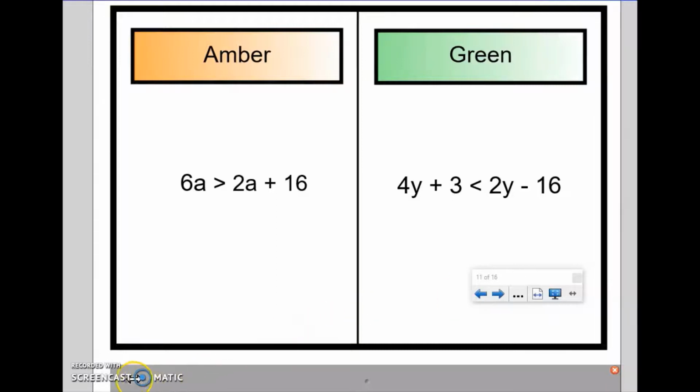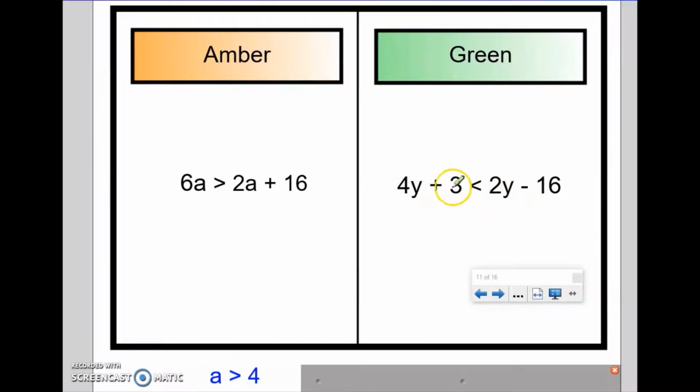Okay. Welcome back. For the first one, I have an answer of a is greater than 4. So what I would do here is I take this 2a, subtract it from this side. At the same time, I'm going to subtract 2a from this side. So I'm going to be left with 4a is greater than 16. Then I divide by 4 to tell me that a is greater than 4.